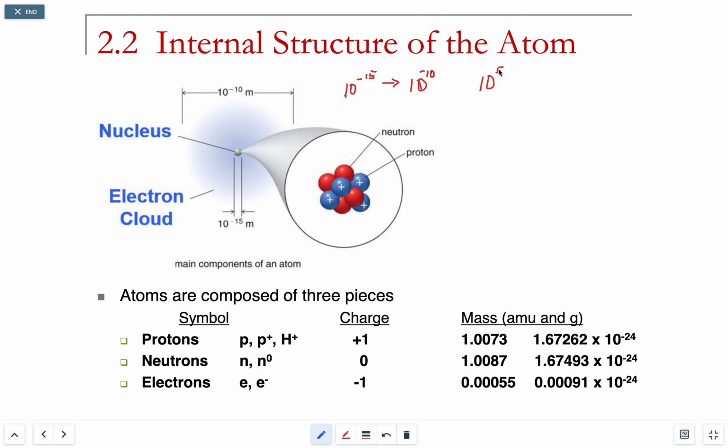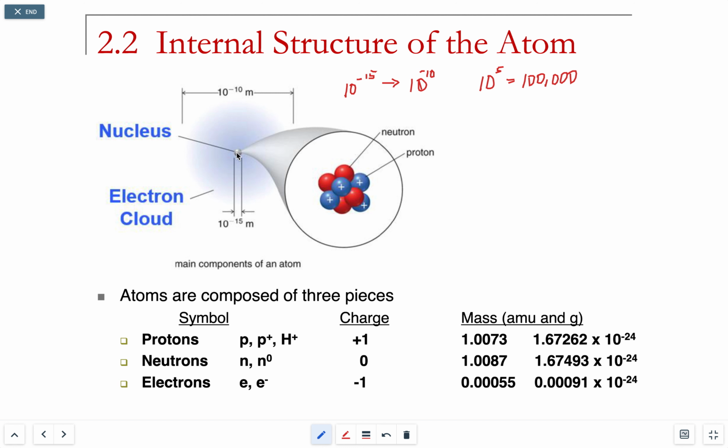If we added 5 to minus 15, you would end up with minus 10. Well, that's equal to 100,000. So what we're saying is that the overall size of the atom is 100,000 times bigger than the actual size of the nucleus. So the size of this nucleus is not on scale. It should be so tiny you really wouldn't even see it on the screen.